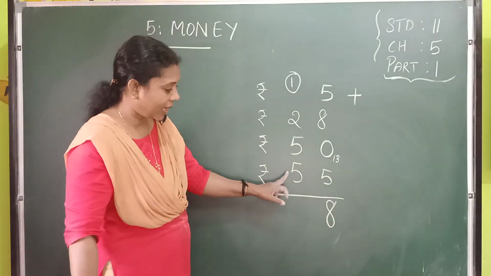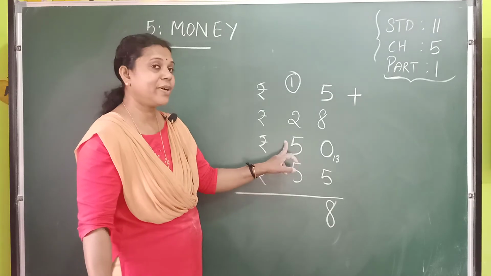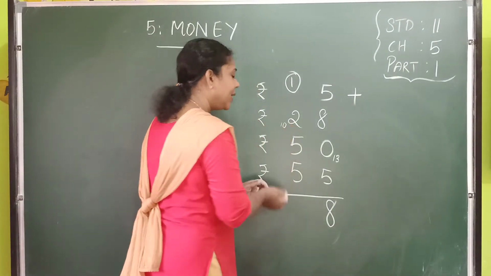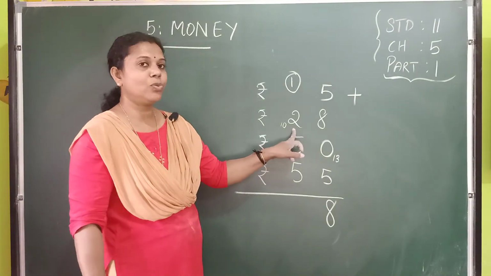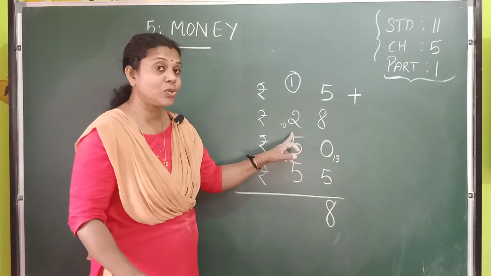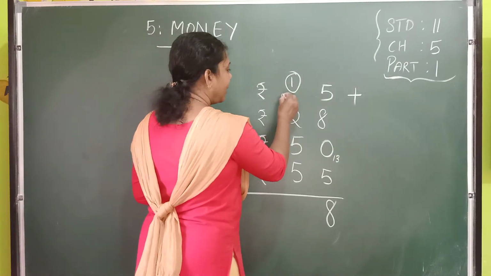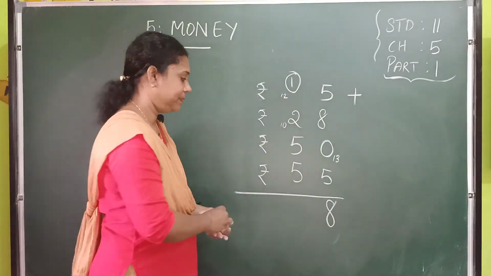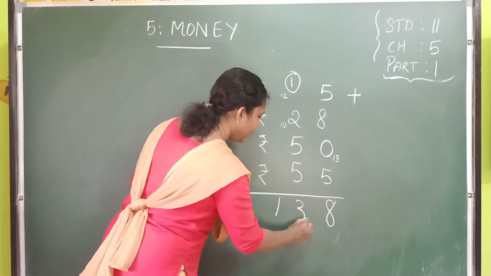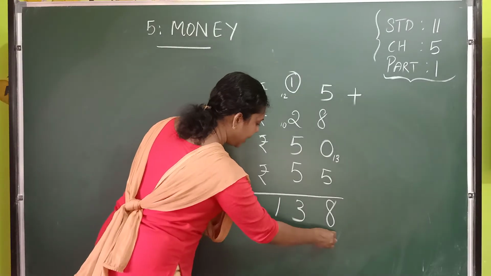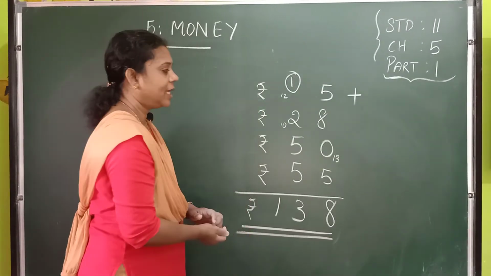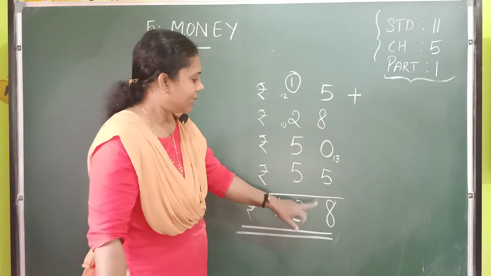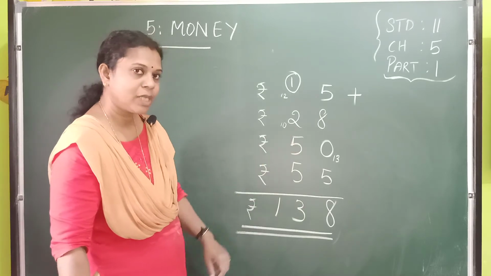Then we have 5 plus 5. It is 10. So let us write 10 here. Then 10 plus 2. What is 10 plus 2? 11, 12. 12 there, and 12 plus 1 is 13. The total amount is 138. It is 138. Okay.